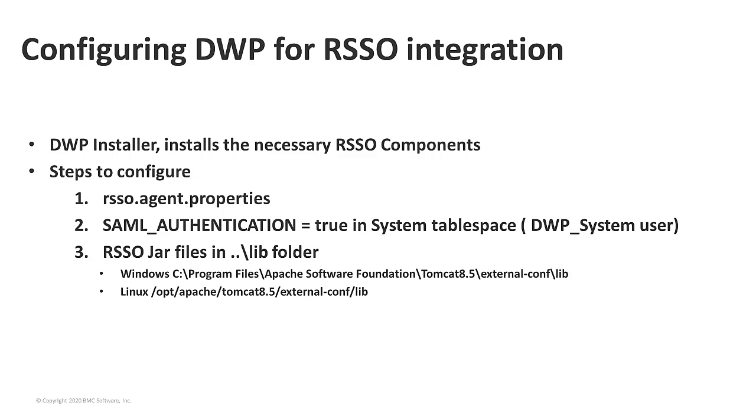After the upgrade, if you have chosen to have a separate database for DWP, you must manually update the SAML authentication on the newly created DWP database. If you also have DWP Catalog, make sure that the SSO SDK properties exist, as it has the parameter ignore-tenant set to true in order for you to successfully authenticate. All these RSSO jar files exist in the following location. For Windows, it is under tomcat/external-conf/lib. In case of Linux, it will be under tomcat85/external-conf/lib.